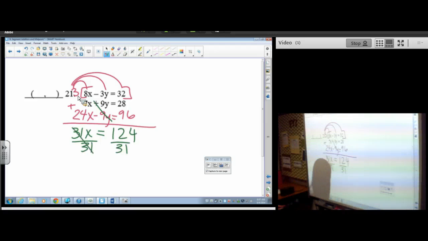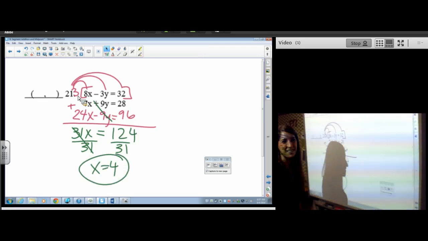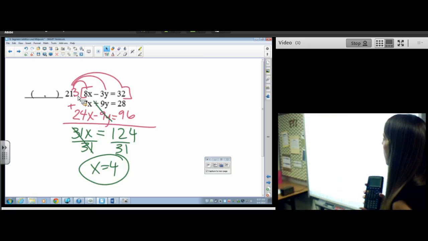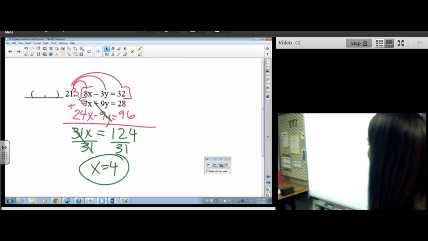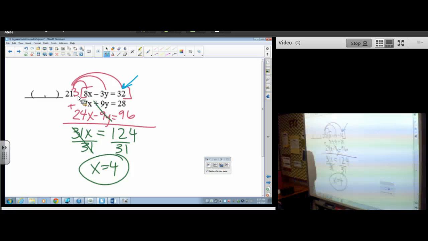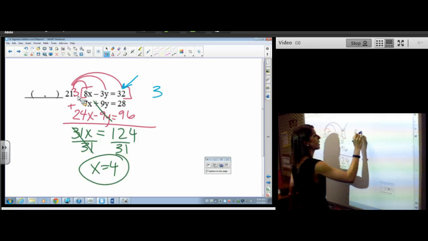You know what to do now. Divide by 31. Final answer, x equals 4. We love when the answer turns out pretty, right? So now all we have to do is plug it back in, and you can plug it back into either equation. I'm going to plug it back into this first equation right here. So instead of x, I'm going to put 4. So 8 times 4 is 32.